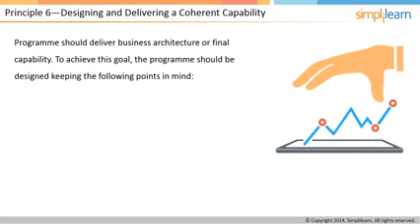The sixth program management principle is designing and delivering a coherent capability. A program should be able to deliver the business architecture or final capability as defined in the blueprint of the program. The deliverables of programs should be coherent and focus on good quality. All quality requirements should be optimized, as poor quality of even one output may derail the whole program.